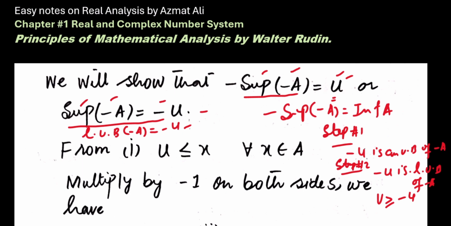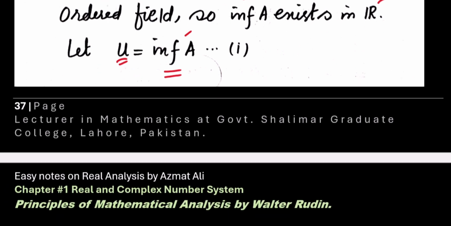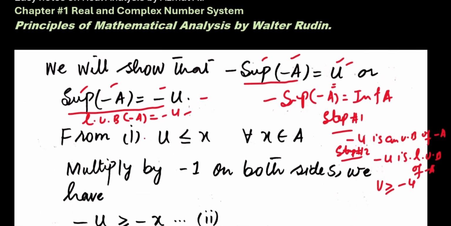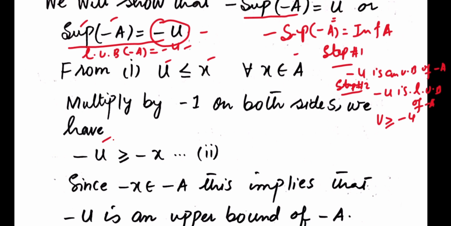From 1, we have assumed that u is the infimum of a. If u is the infimum of a, what is the definition of infimum? The definition of infimum says that u should be less than or equal to every element of a. So u is less than or equal to x, for every x. To make the form of minus u, multiply by minus 1 on both sides. We have minus u greater than or equal to minus x. Now look at the right hand side of inequality 2. Since minus x is an element of minus a, this implies minus u is an upper bound of minus a.